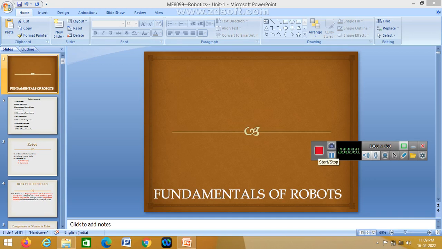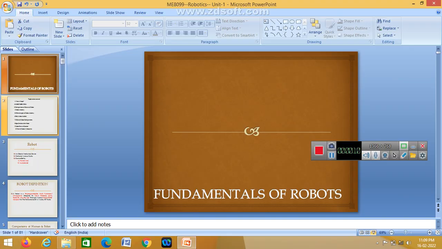Hello everyone, we can see the topic of fundamentals of robots. Topics to be covered for the following topics.